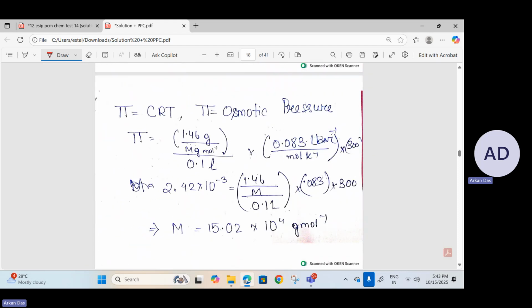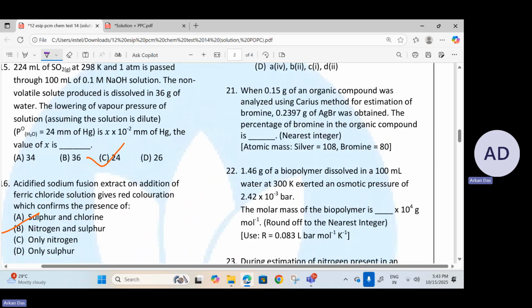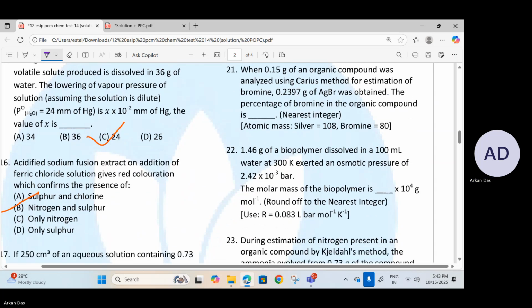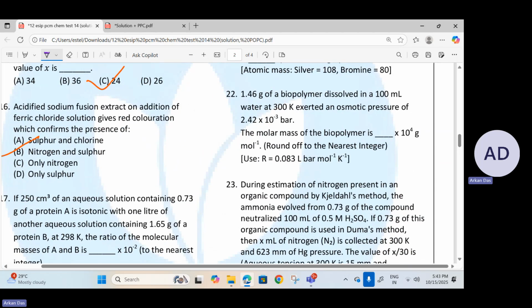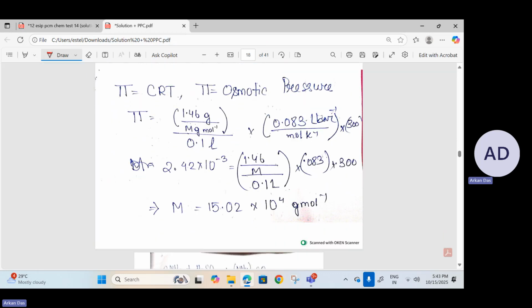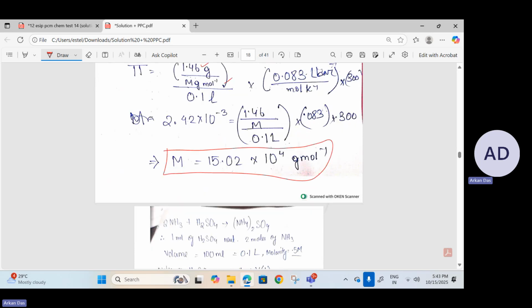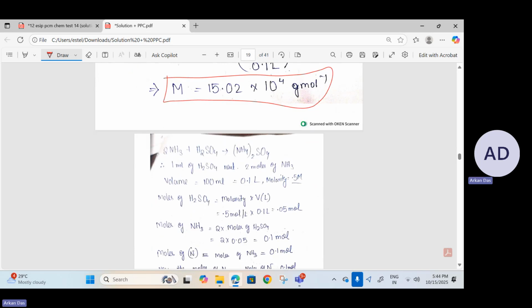Next question also, I think it is very direct. So next question is: 1.46 gram of biopolymer was dissolved in 100 ml of water, exerting osmotic pressure of this much, find the molar mass of biopolymer. Very easy question. Pi equals CRT. C is nothing but the weight divided by the molecular mass, and then we are putting all the values and we are easily calculating the molecular mass, that is coming 15.02 × 10⁴ gram per mole.